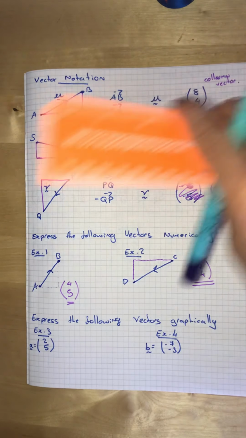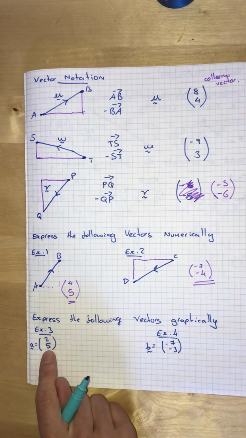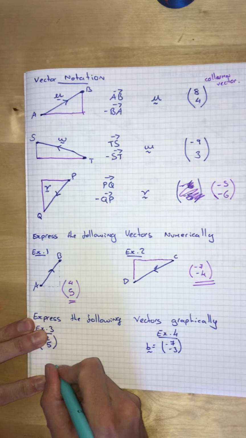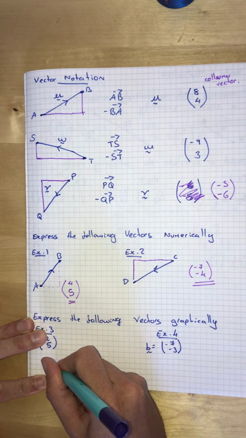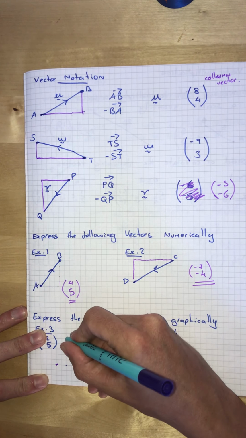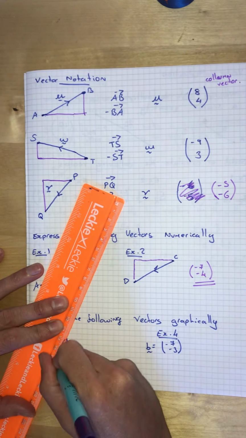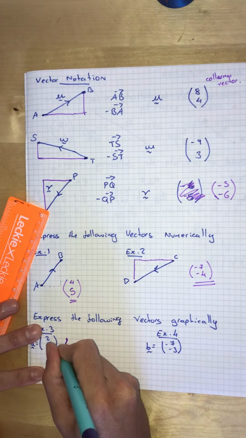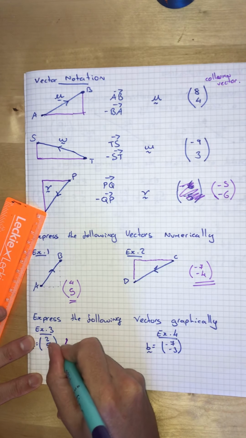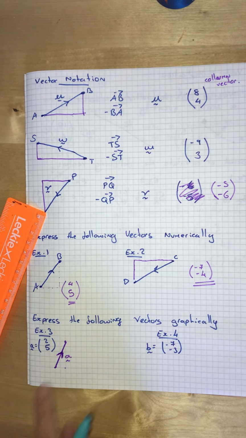Express the following vectors graphically. So we've got the vector a, and it's going along 2, and then it's going up 5. So it doesn't really matter where you start, as long as I go along 2, and then I go up 5. So 1, 2, 3, 4, 5. And then we can draw that. Make sure you put your arrow on, and make sure you get your arrow actually on the line. So that's me expressed that graphically.